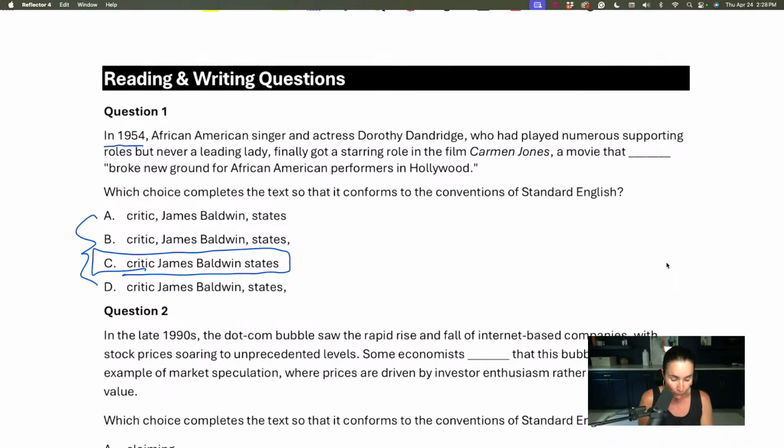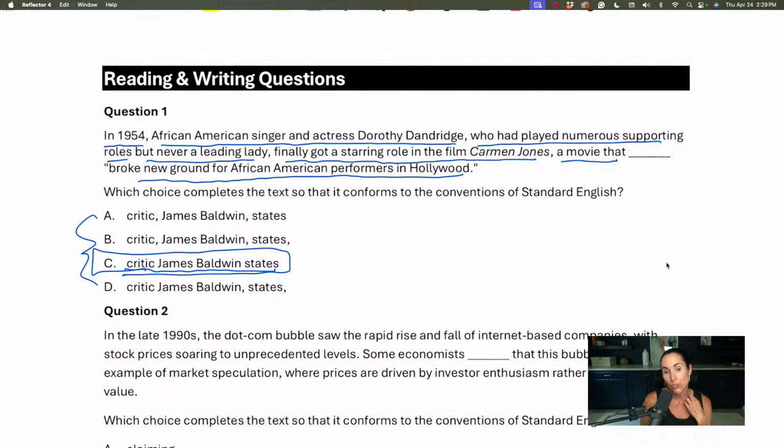In 1954, African-American singer and actress Dorothy Dandridge, who played numerous supporting roles but never a leading lady, finally got a starring role in the film Carmen Jones, a movie that, critic James Baldwin states, broke new ground for African-American performers in Hollywood. Okay, so you have critic James Baldwin. You don't say "critic, James Baldwin, states," right? We don't do that. That's why A would be out.